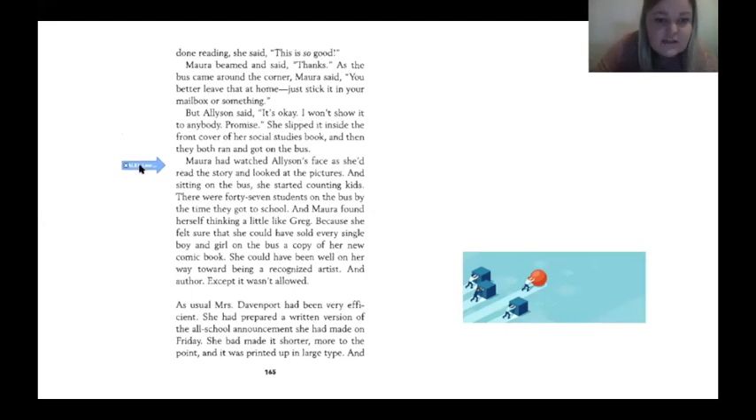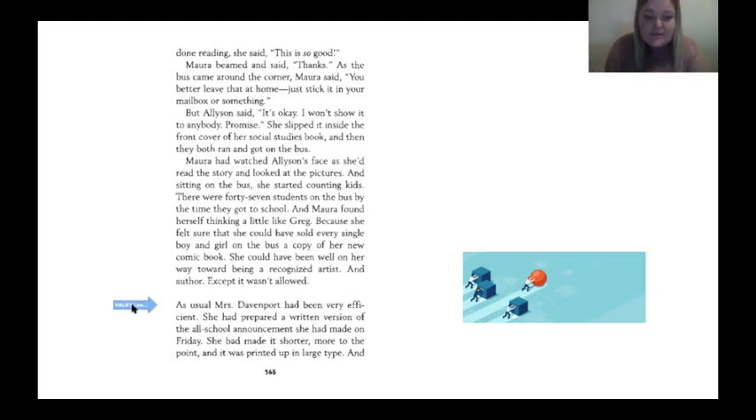Mara had watched Allison's face as she read the story and looked at the pictures. And sitting on the bus, she started counting kids. There were 47 students on the bus by the time they got to school. And Mara found herself thinking a little like Greg, because she felt sure that she could have sold every single boy and girl on the bus a copy of her new comic book. She could have been well on her way towards being a recognized artist and author, except it wasn't allowed.